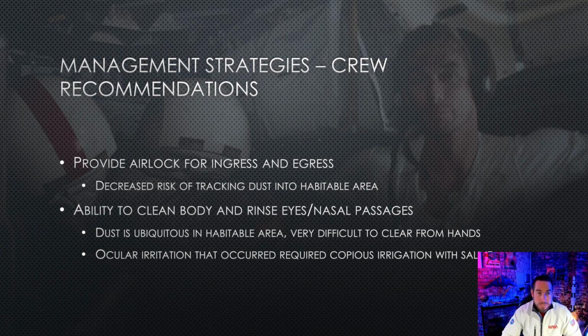They need an increased ability to clean the body and rinse eyes and nasal passages. Again, dust was everywhere in the habitable area. Every astronaut reported there was a lot of dust back in the lunar module. It was really difficult. It took days to get it cleared off of their hands and from under their fingernail beds. Most of them experienced eye irritation to some degree. They kept getting this dust in their eyes, and it's that really sharp, knife-looking dust. It's not pleasant. So it required a lot of irrigation with saline in order to get that out. So there needs to be a better way to clean the body, the eyes, and the nose, to get rid of this dust.